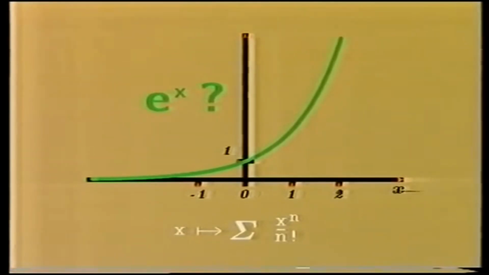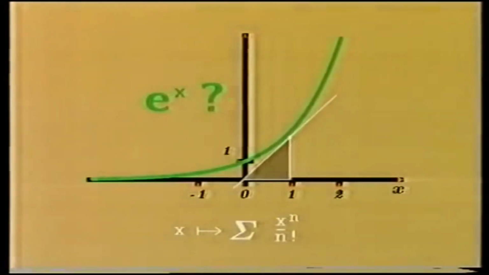It does pass through the point 0, 1, and if it is e to the x, then the gradient at any point must be equal to the function value. Let's look at that. Here's the tangent at 1. Now the gradient of the tangent is given by the height, that's the function value, divided by the base length. So for any point on the graph of e to the x, you'd expect the base length of this triangle to be 1, because that would mean that the gradient is always numerically equal to the height of the triangle, which is the function value.